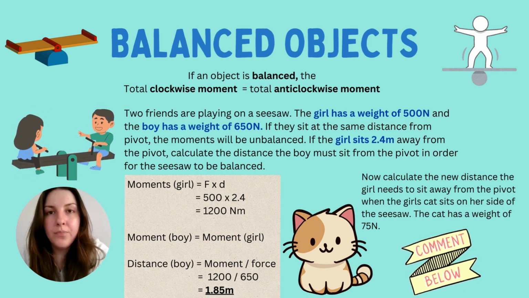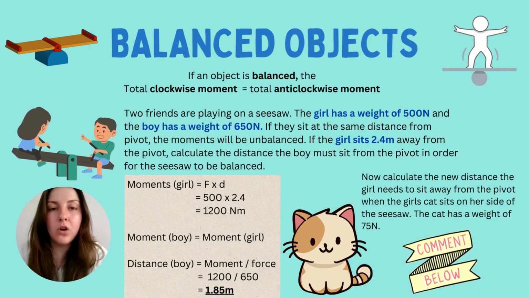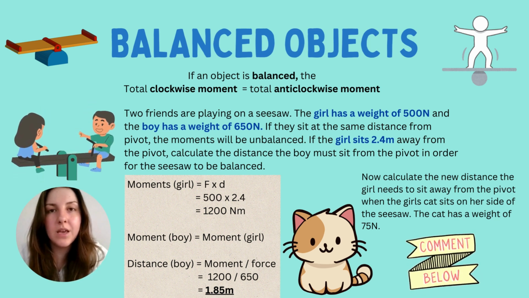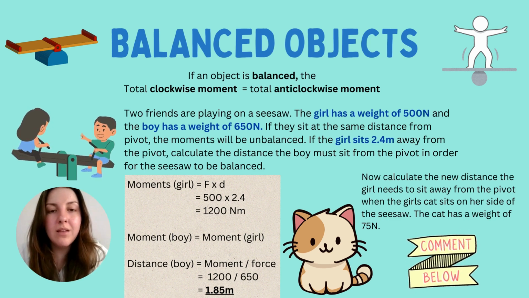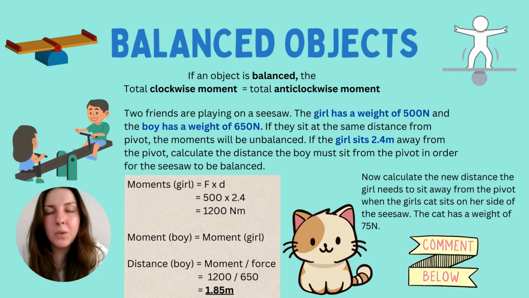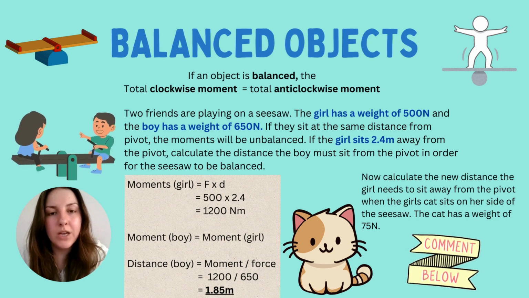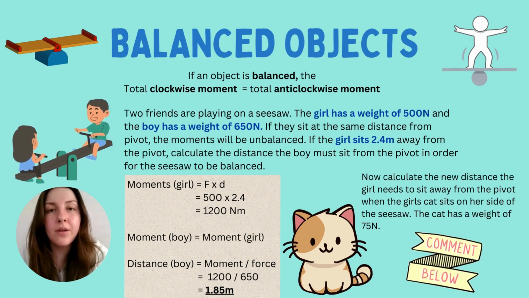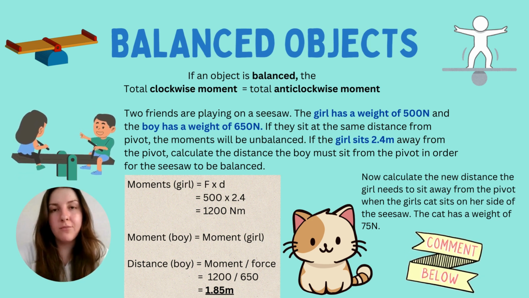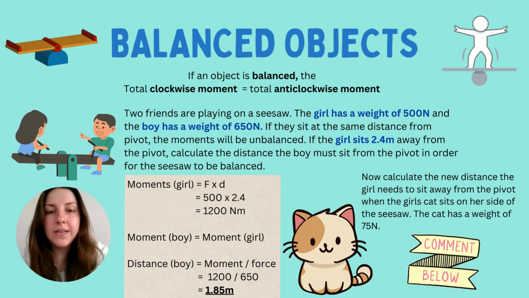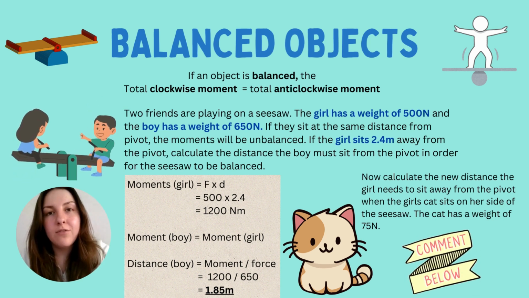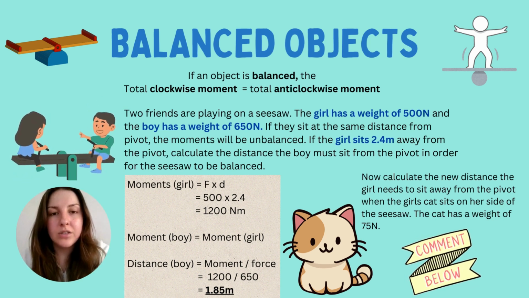Now we know that, as before, the total clockwise moment and the total anti-clockwise moment need to be equal if they're balanced. So we can say the moment of the boy must be equal to the girl's in a balanced situation. However, we don't know what the distance is for the boy. We can't work out the moment yet because we don't have that information. That's what we're trying to do. So we need to rearrange this equation of moments to get the distance on its own.